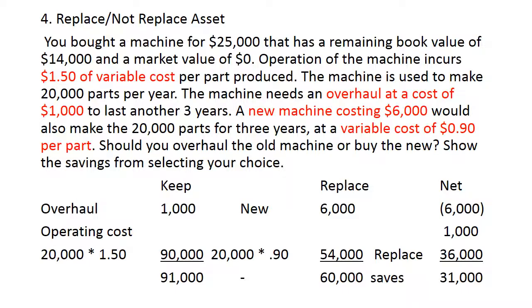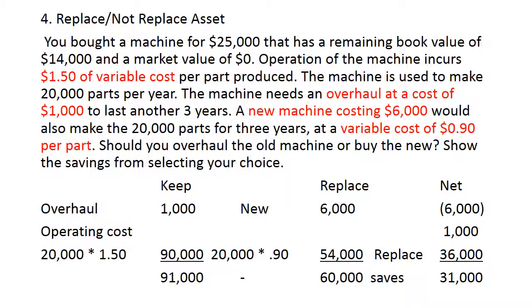So the first one that I'm recording is number 4, the replace or not replace an asset. So in this case, you're purchasing a machine for $25,000, or in the past you purchased a machine for $25,000. You've been using it for a while. It has a remaining book value of $14,000. Currently has a market value of 0. So this machine is a sunk value. You're ignoring the fact that you have the machine.